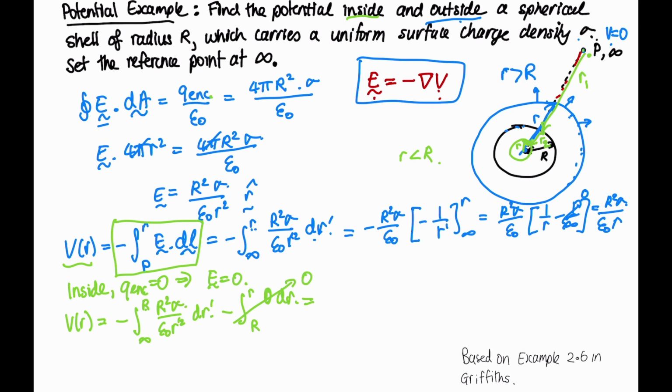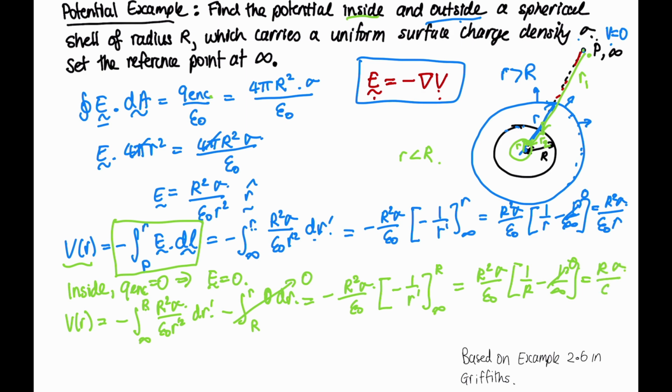And this thing here we can integrate exactly the same way. This is minus R squared sigma over epsilon naught, and now we've got minus 1 on r prime. In this case, it's going from infinity to capital R. So this is equal to R squared sigma over epsilon naught times 1 on R minus 1 on infinity. And that's just 0 again. And so this is equal to R sigma over epsilon naught.